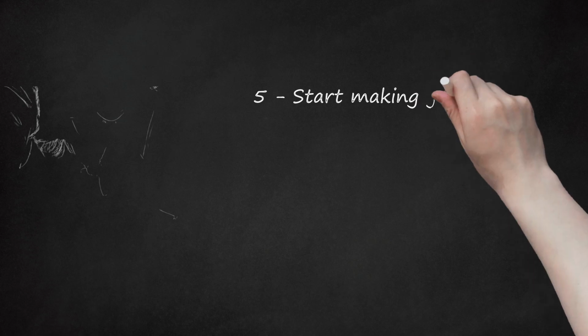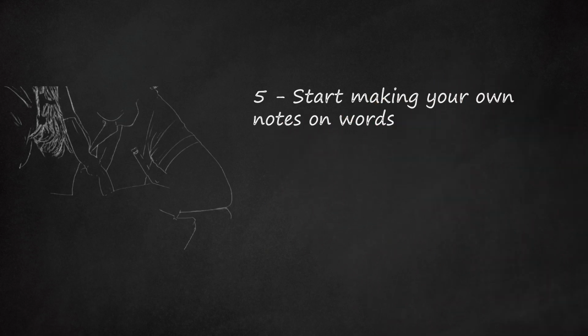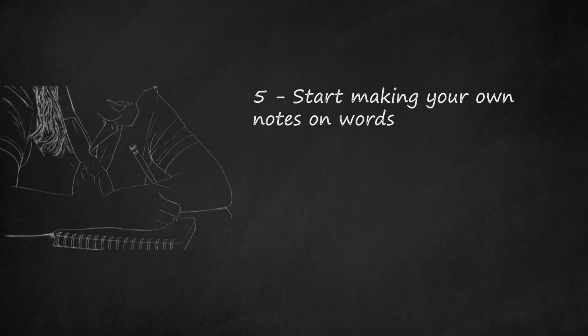5. Start making your own notes on words. The goal is to memorize a word with its meaning. Here are some ways you can master a word. Find the root of a word. Many English words are based upon Greek or Latin roots. Remembering a word by its root will not only make that word easy to memorize, but will also make other words with the same root understandable.